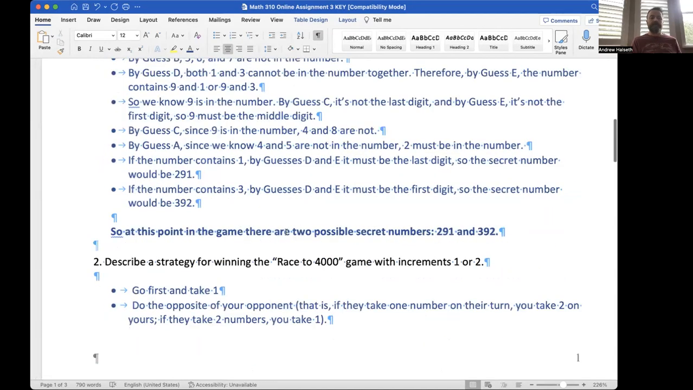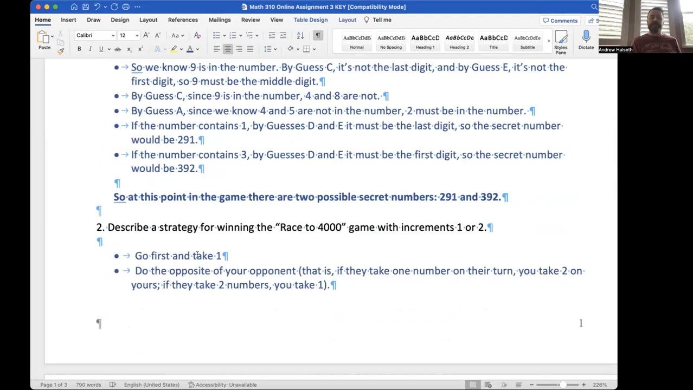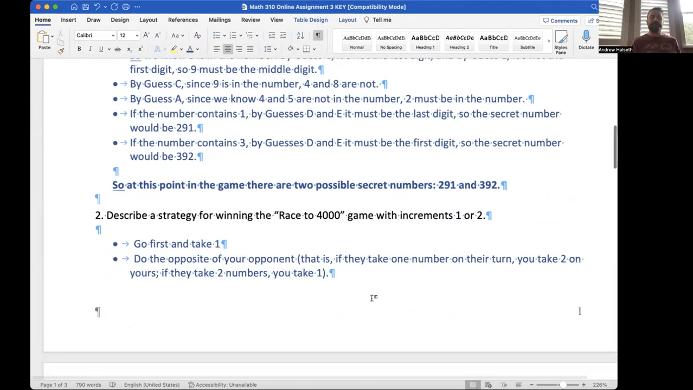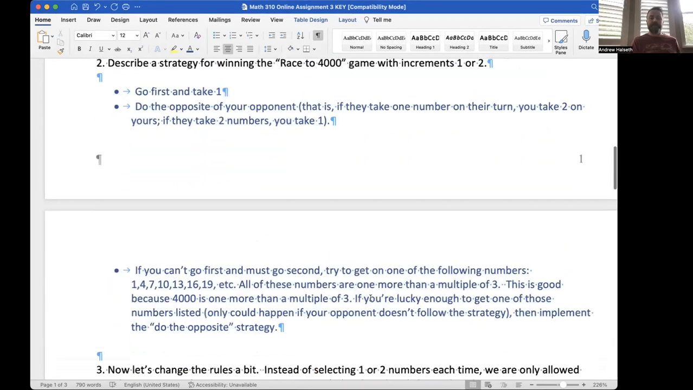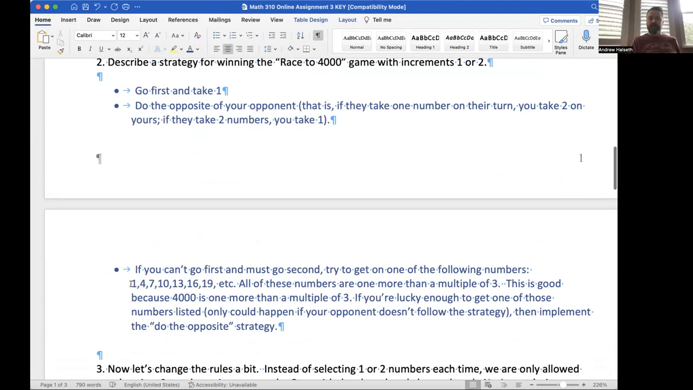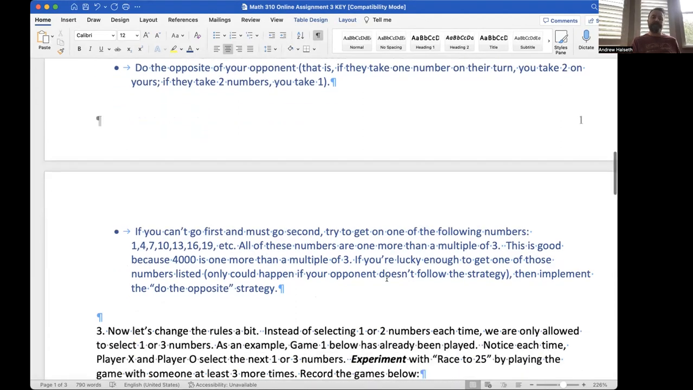Okay. For these race to games, you just want to specify things like, you're going to go first or second. And if you do that, what are you going to take? And then what's your long run strategy? And it's always doing the opposite of your opponent for these. Okay. Some of you have been saying, land on these numbers, which that's another way to say it, which is good. Like this. I want to try to land on these numbers. How do I know it's these numbers? Well, they're all one more than a multiple of 3 because 4,000 divided by 3 has a remainder of 1. So I want to stay on one more than multiples of 3 all the way through the game.